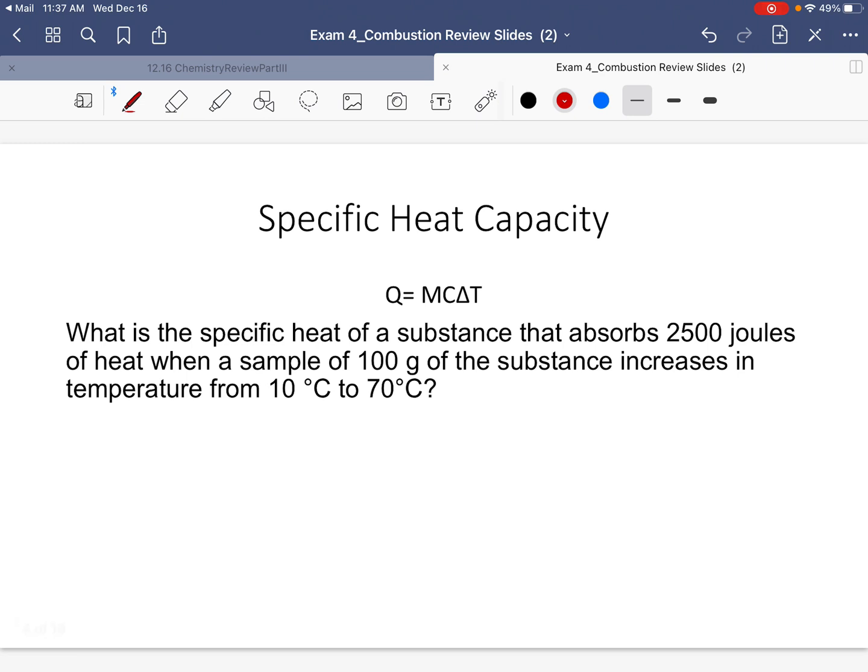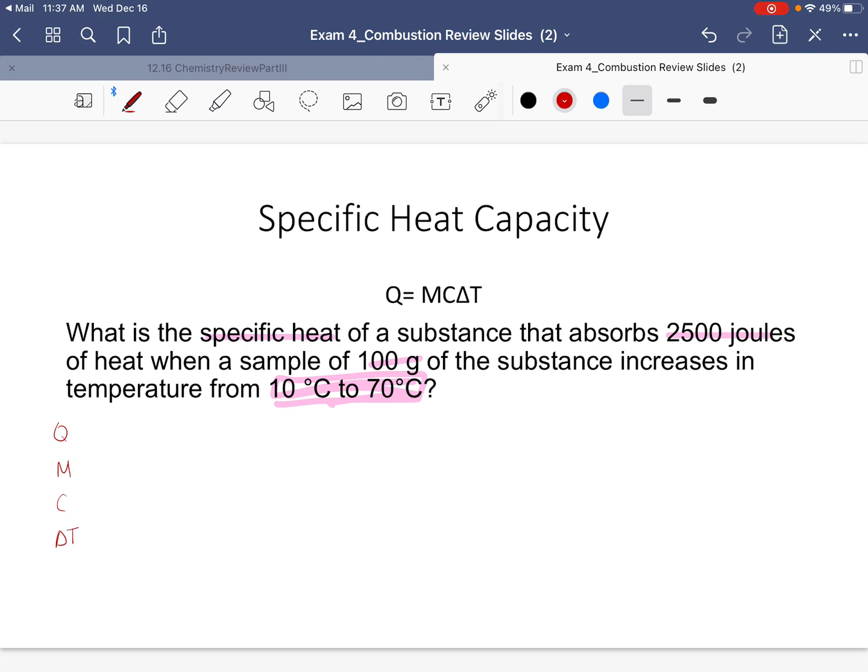So let's go over a couple of problems. What is the specific heat of a substance that absorbs 2,500 joules when 100 grams of the substance increases in temperature from 10 degrees to 70 degrees? So again, we just want to label what we have. So we know the formula is Q equals MCΔT.